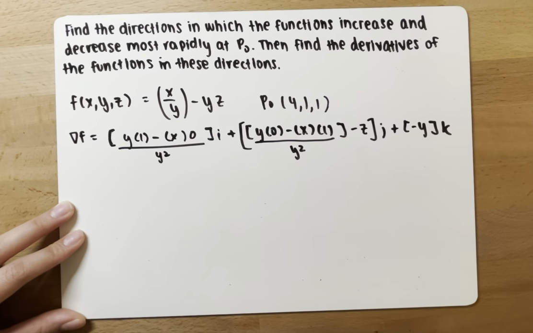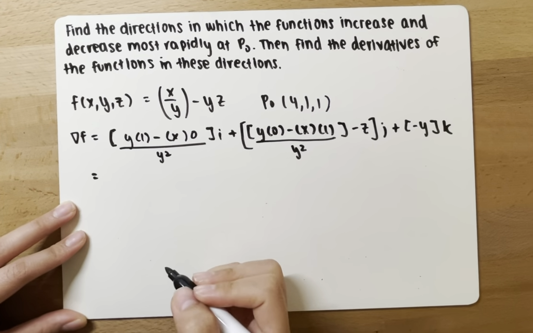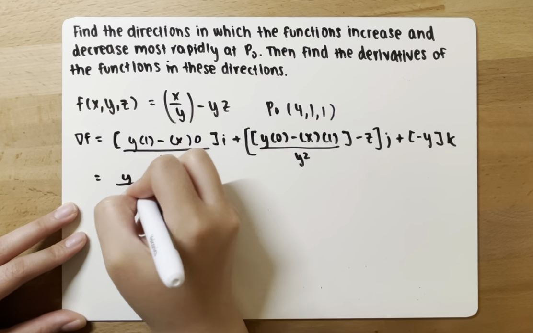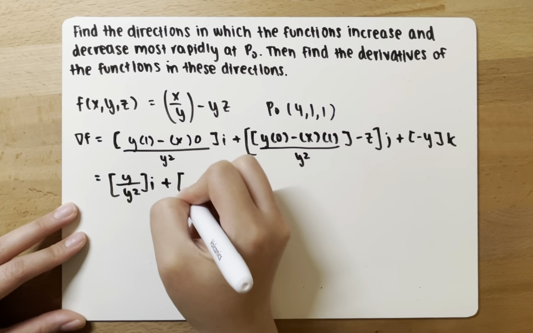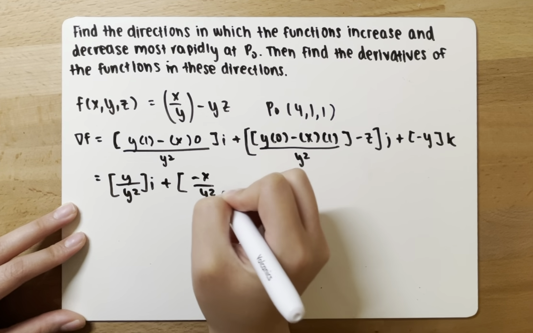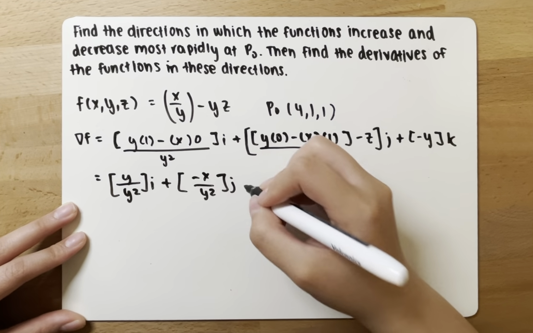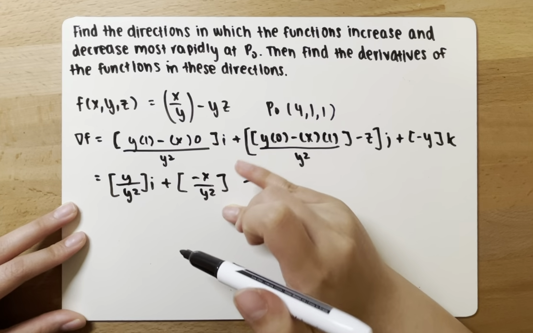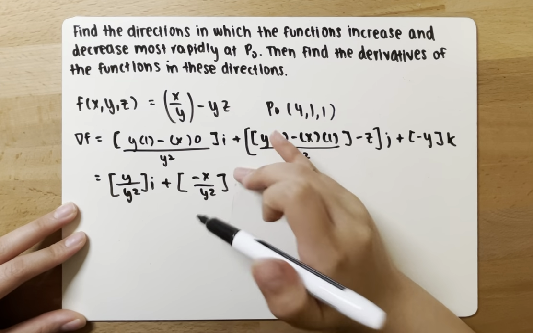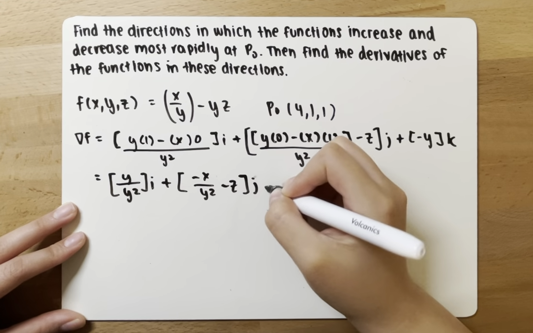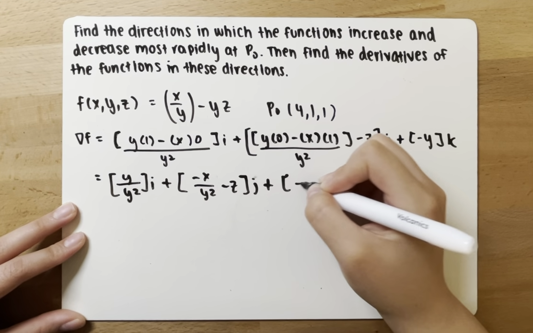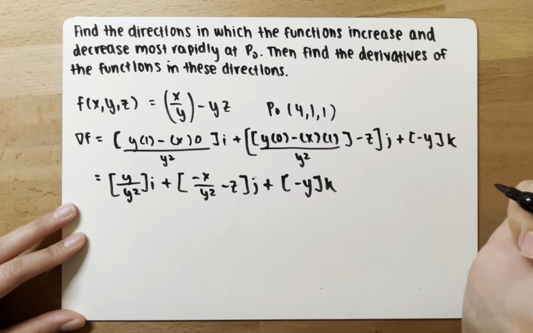Okay, now you want to simplify this. So you have y over y squared, this is your i component, plus negative x over y squared, this is your j component. Don't forget the z, minus z. Okay, this is your j component, plus negative y k.